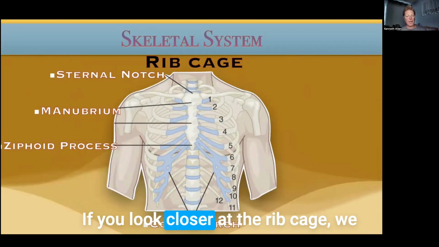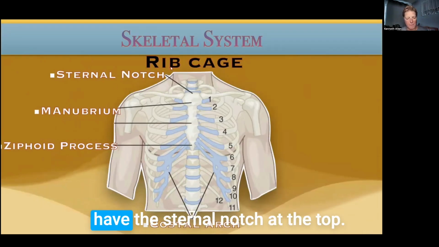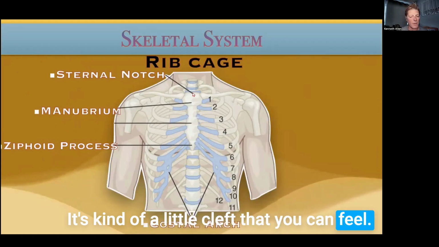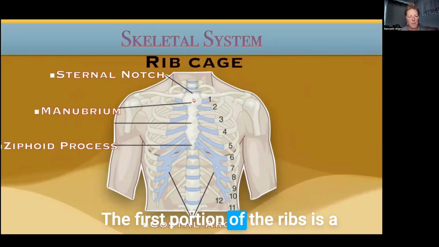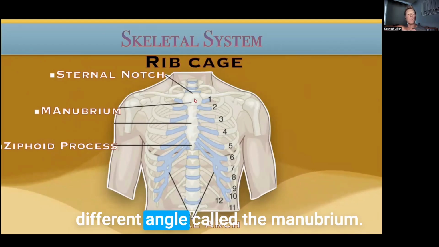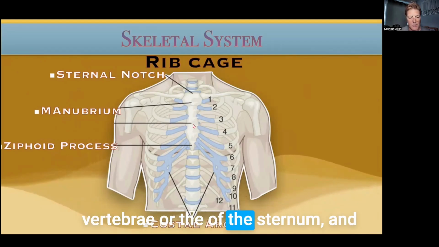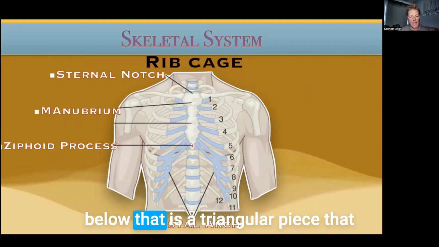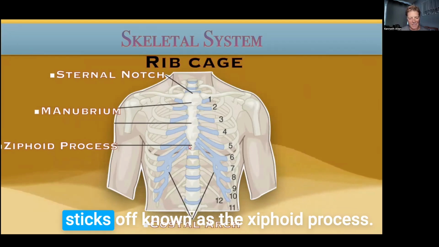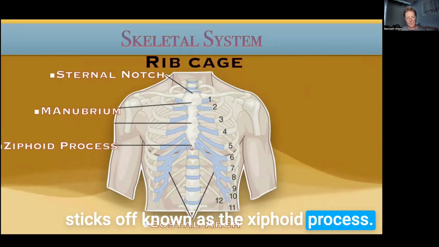If you look closer at the rib cage, we have the sternal notch at the top. It's kind of a little cleft that you can feel. The first portion of the ribs is a different angle called the manubrium. Then you have the actual body of the sternum. And below that is a triangular piece that sticks off, known as the xiphoid process.